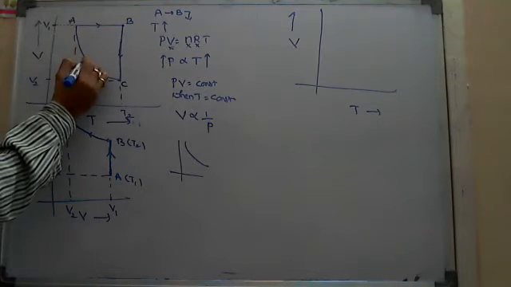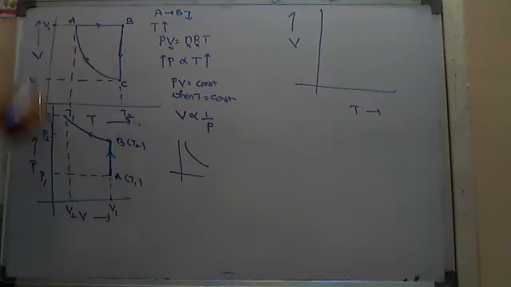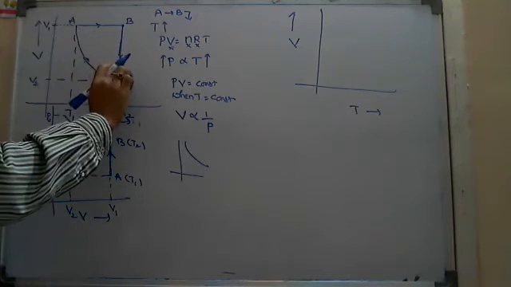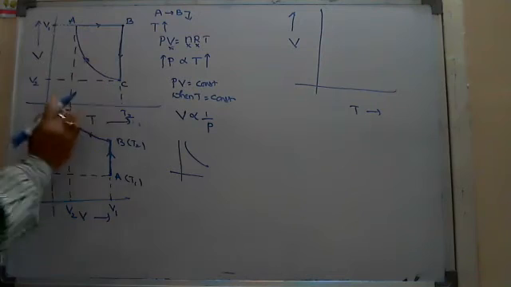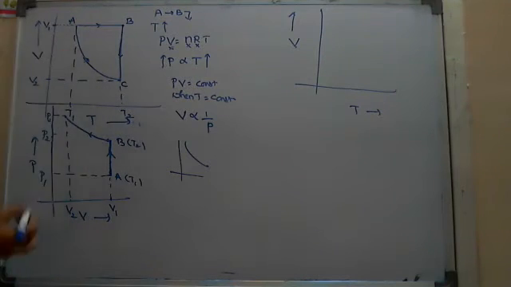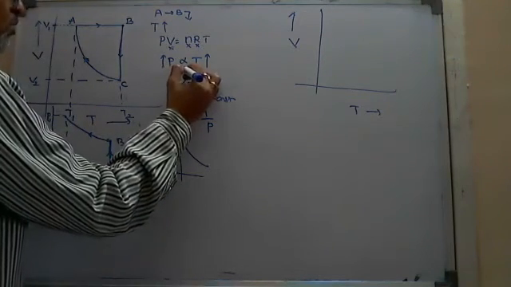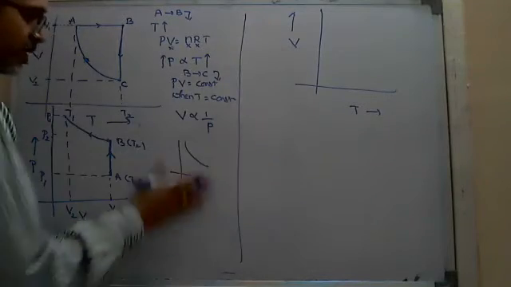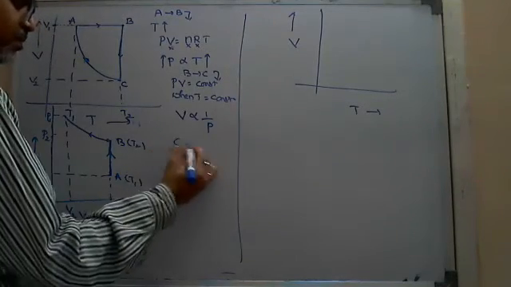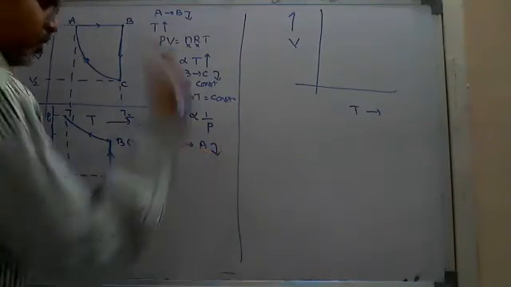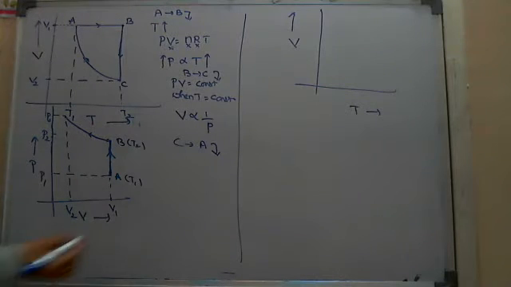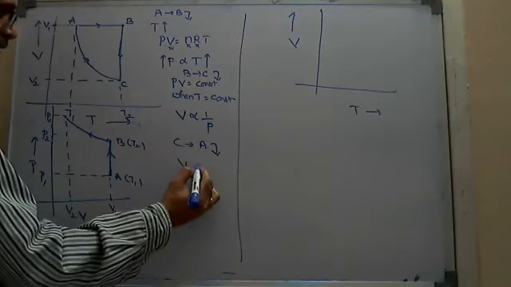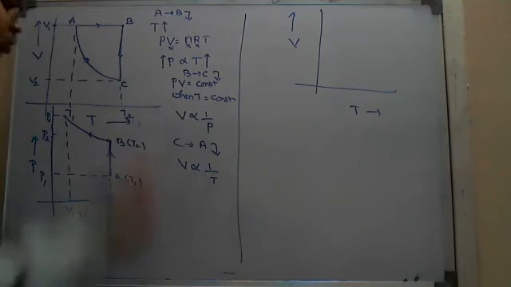Like a rectangular hyperbola, but he did not mention the relation. So I have to take it as just like a rectangular hyperbola, meaning when volume decreases, temperature increases. So from C to A, the B to C part is over. Then from C to A, it appears like volume is inversely proportional to temperature.